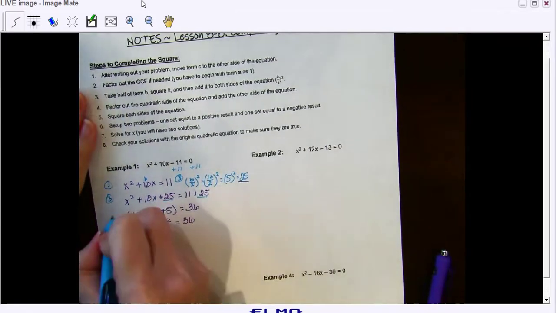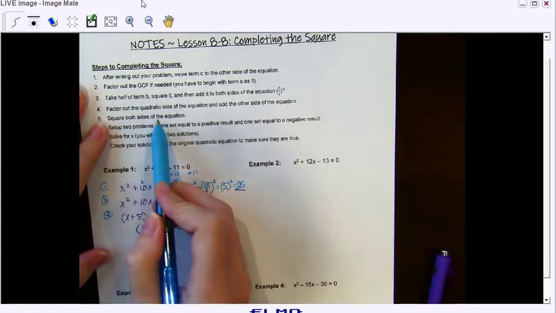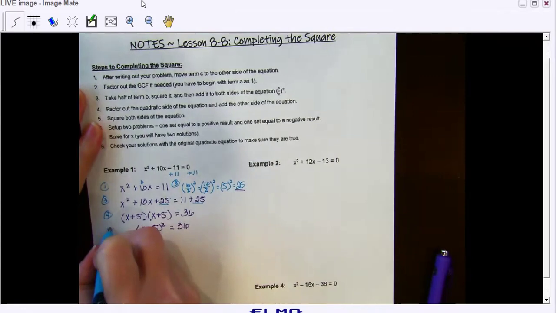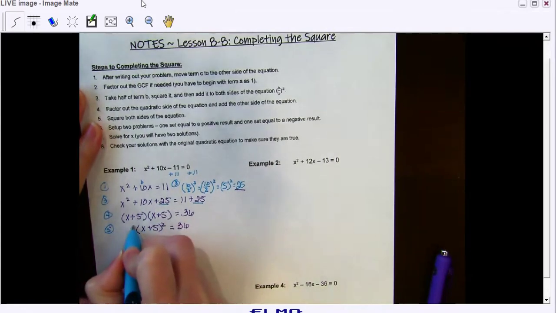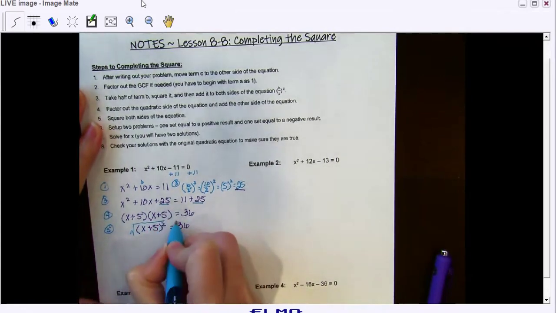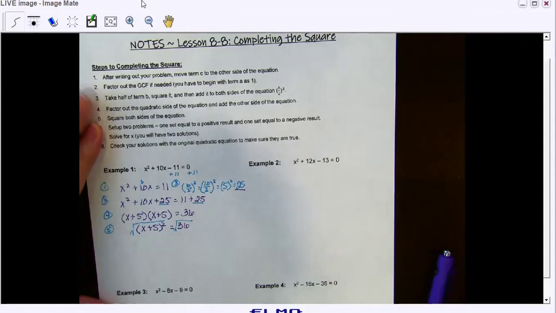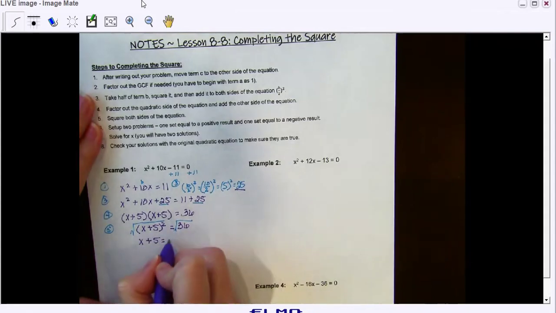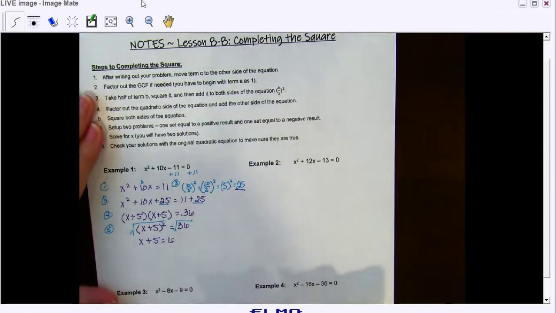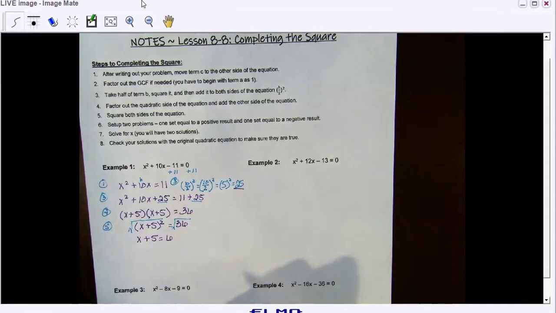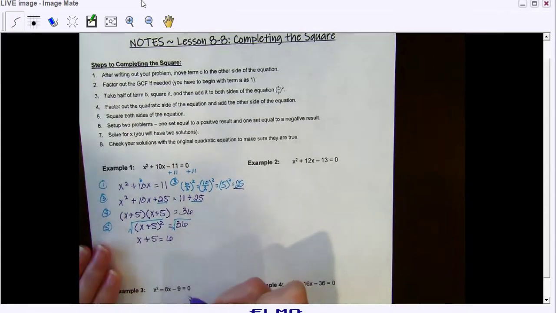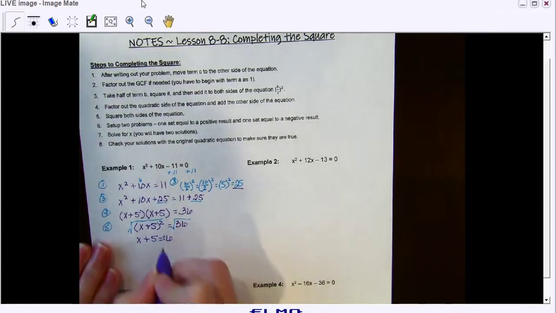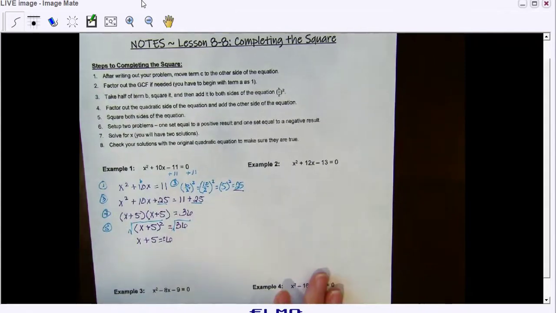That was step 4. Step 5 says to square both sides. So right here, we are going to square both sides. And when we square both sides, we end up with x plus 5 equals the square root of 36, which is 6. And we could set this up as plus or minus 6, like that. That's usually how we set it up.